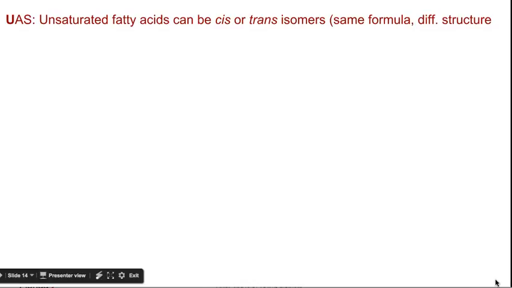Okay, let's look a little deeper at unsaturated fatty acids now. We'll see that they can either be what's called cis or trans isomers. Now remember, the isomer, same formula but different structures.